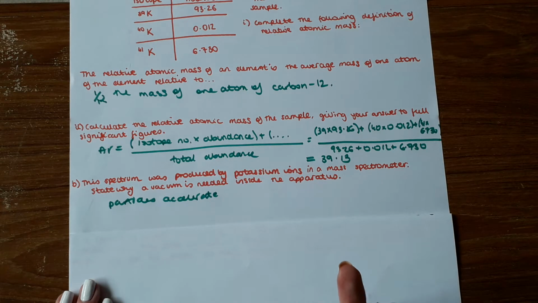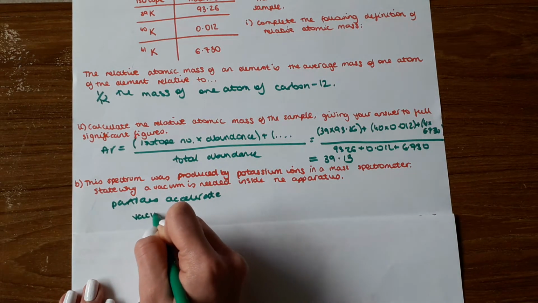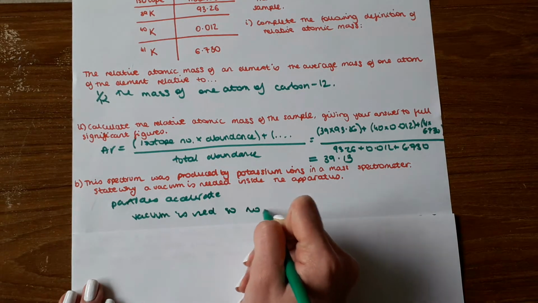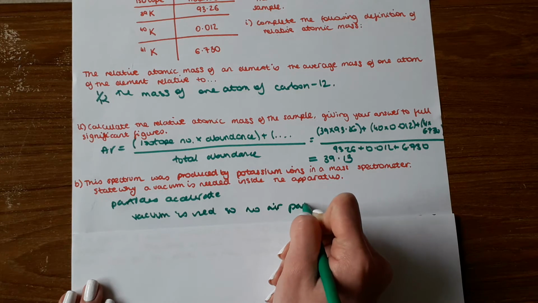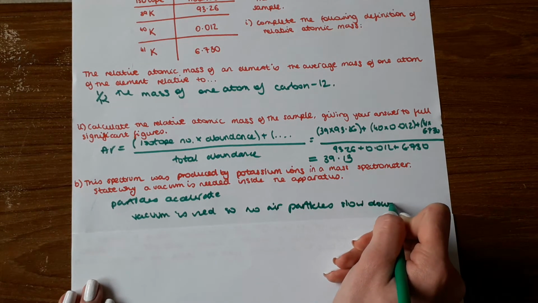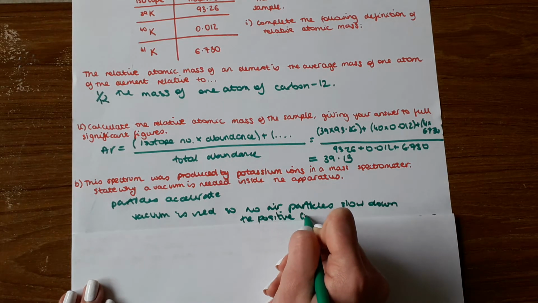Therefore, a vacuum is used so that we have no air particles to slow down the positive ions.